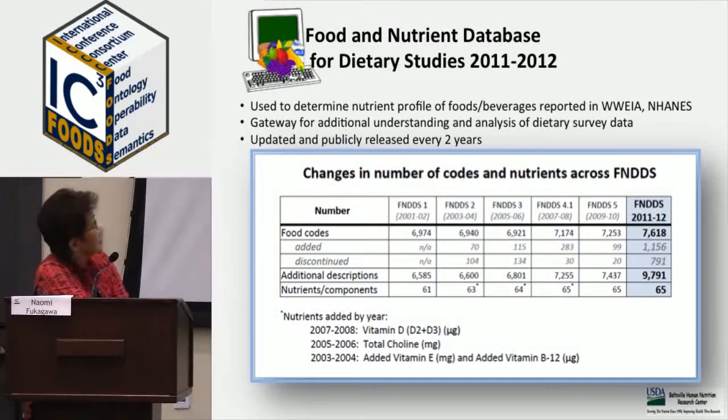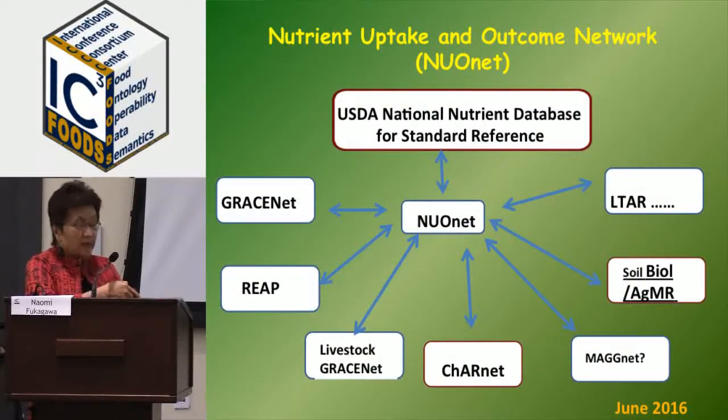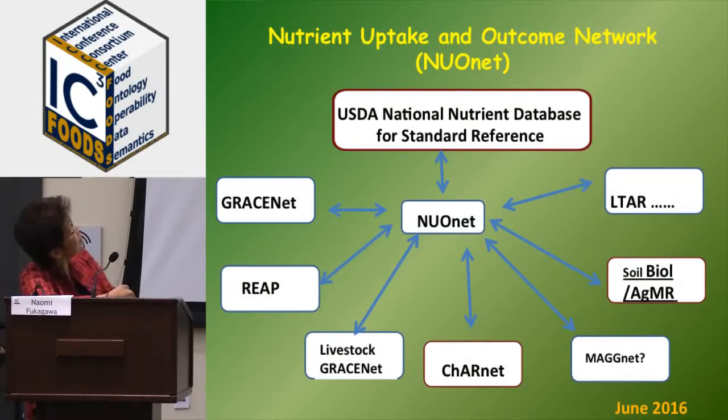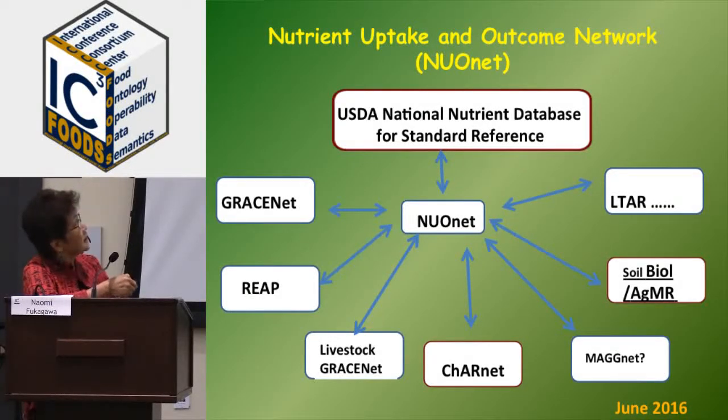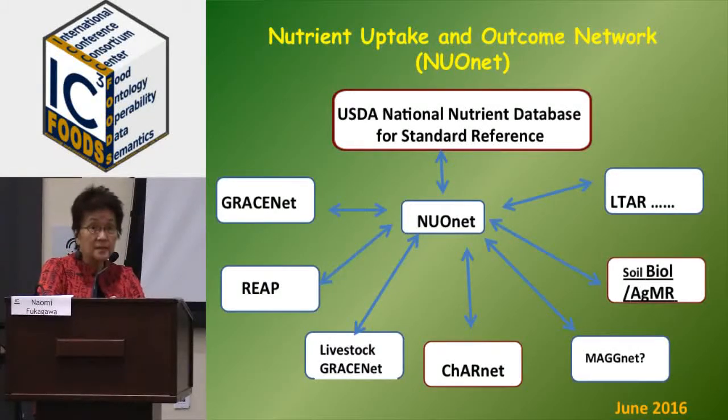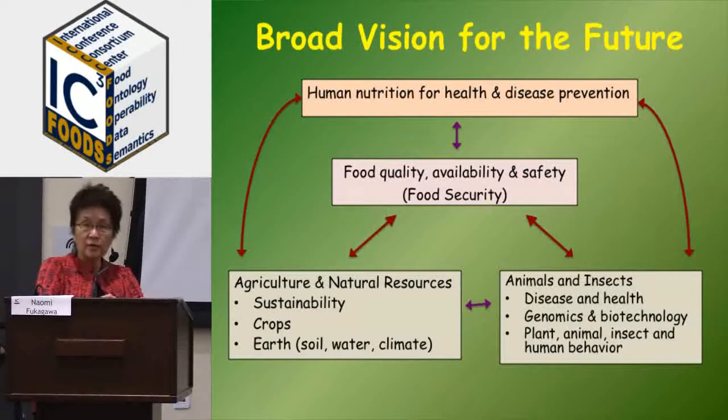So finally, as John had mentioned, the USDA has also developed a database that they've called the Nutrient Uptake and Outcome Network, from which we see an important part that the USDA national nutrient databases could play in connecting multiple other databases that exist within ARS that could contribute to us having a better understanding about what are healthful foods, as well as how to best produce healthy foods in the amounts that we'll need for the growing population.